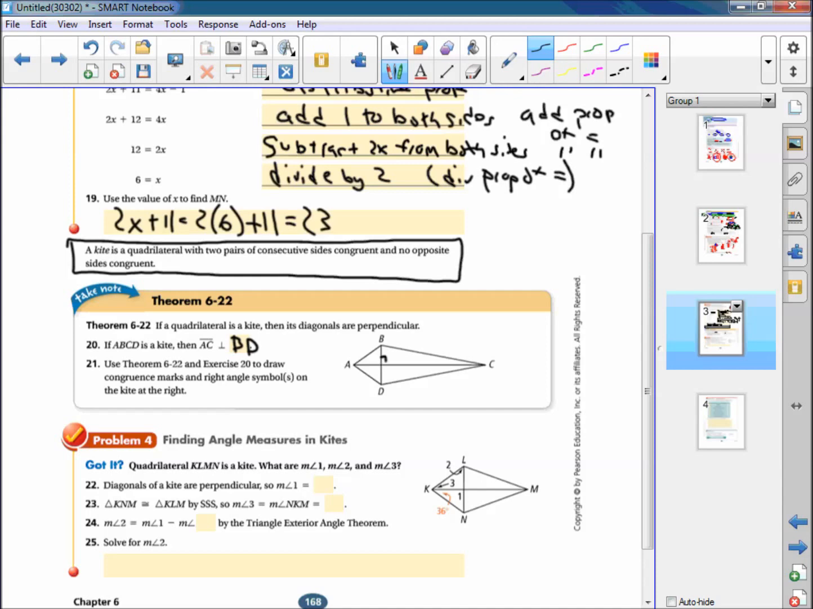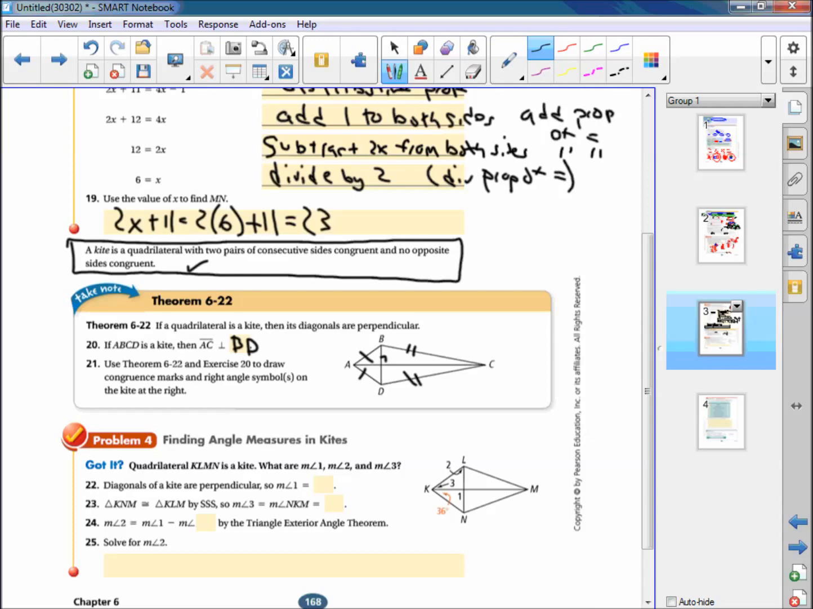So use theorem 6-22 and exercise 20 to draw congruence marks and right angle symbols on the kite. So a quadrilateral is a kite if its diagonals are perpendicular. So I can put my perpendicular mark there. And from our definition, a kite is a quadrilateral with two pairs of consecutive sides congruent and no opposite sides congruent. So here's one pair of consecutive sides congruent. Opposite of this AD is going to be BC, so they cannot be congruent, but BC and CD must get our second pair of congruent sides, consecutive congruent sides.